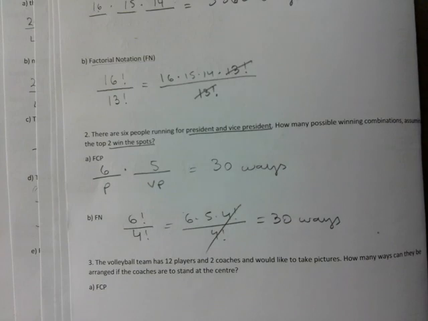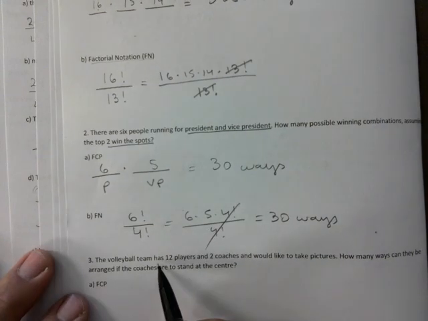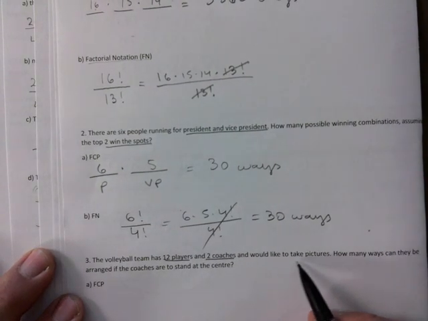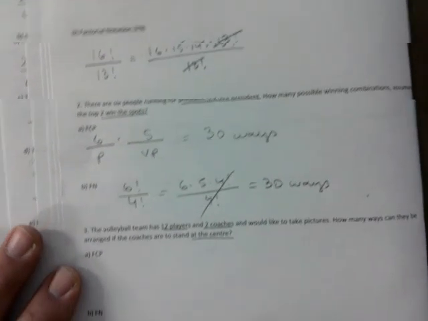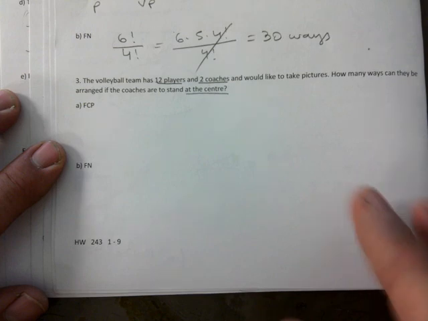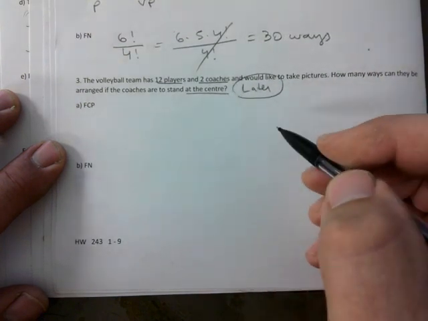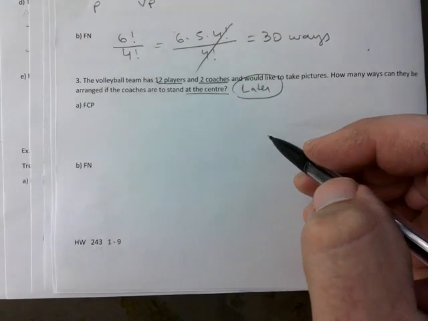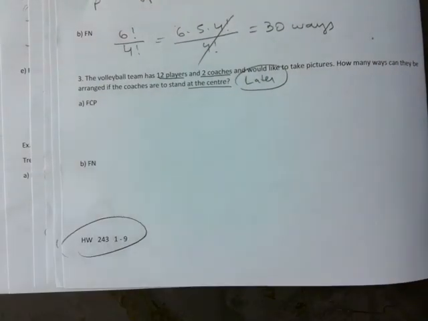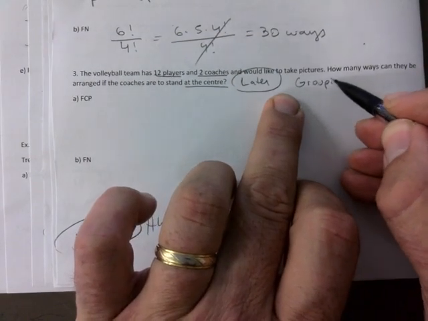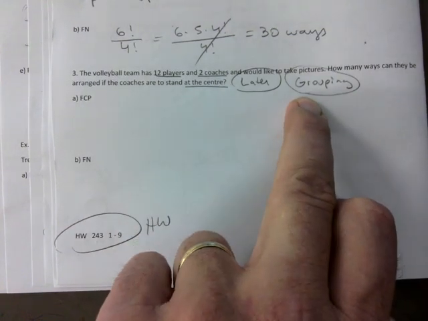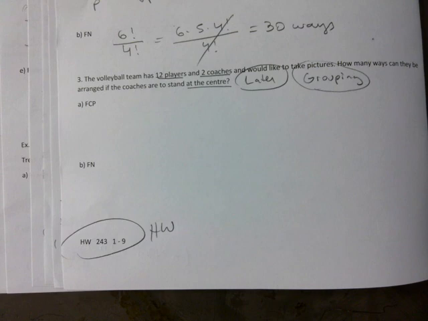One more, and then we're done. Oh, I just added this. The volleyball team has 12 players and 2 coaches. I'd like to take pictures. How many ways can they be arranged if the coaches are to stand at the center? How does that work? This is grouping. So later. Sorry. I don't want to confuse you right now with grouping. We'll just do it later. This is your homework in the textbook. Thank you guys. Put grouping here. Because later you will know what that word means. Grouping, you're like, oh, that's why we didn't do it because we weren't ready. Okay.